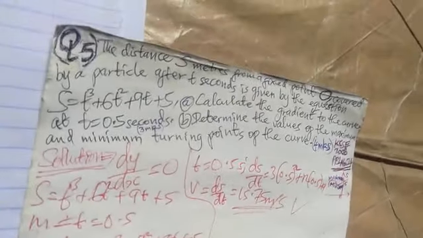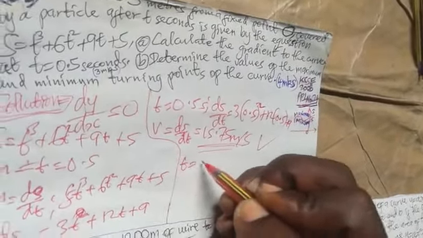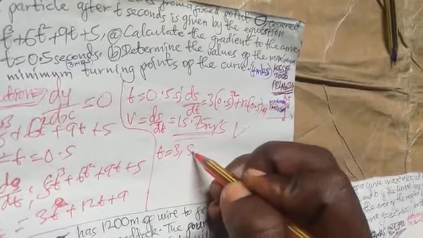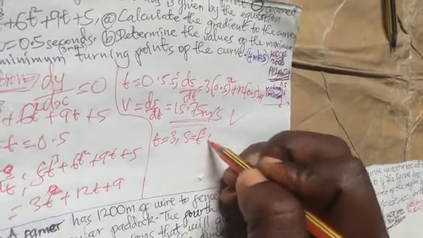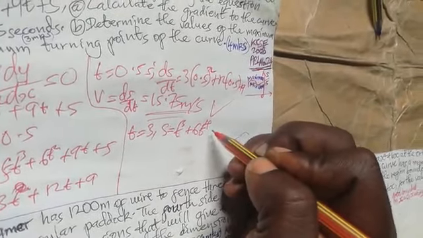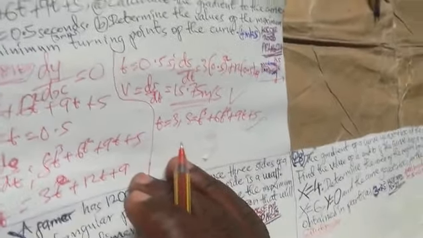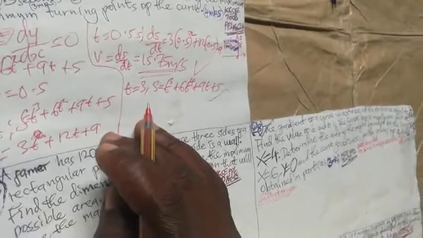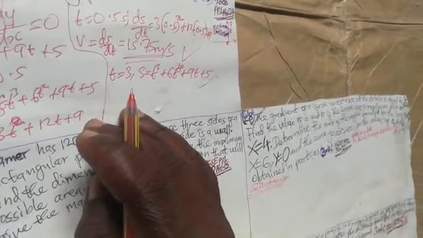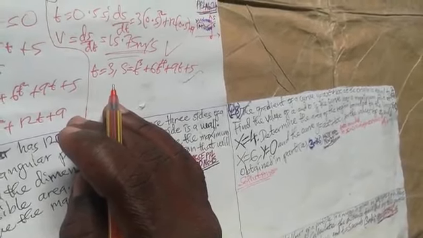Then we say that for maximum, t is the same as 3. Therefore, the distance will be t^3 plus 6t^4 plus 9t plus 5. Here we have integrated. Note we integrate for the second part for maxima as above, then substitute with the maxima time given.